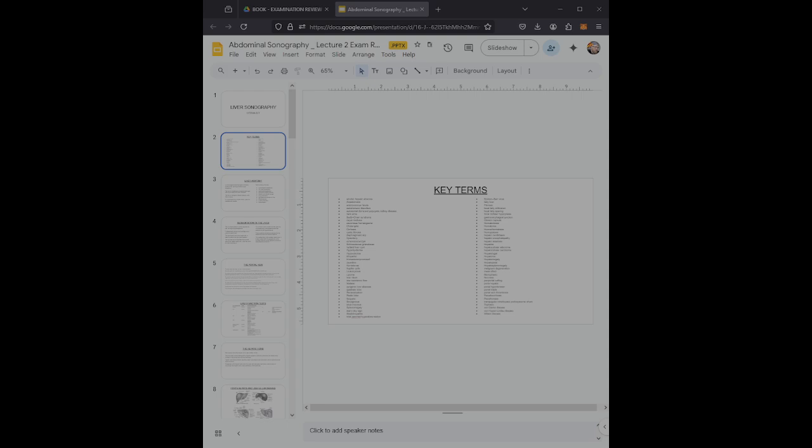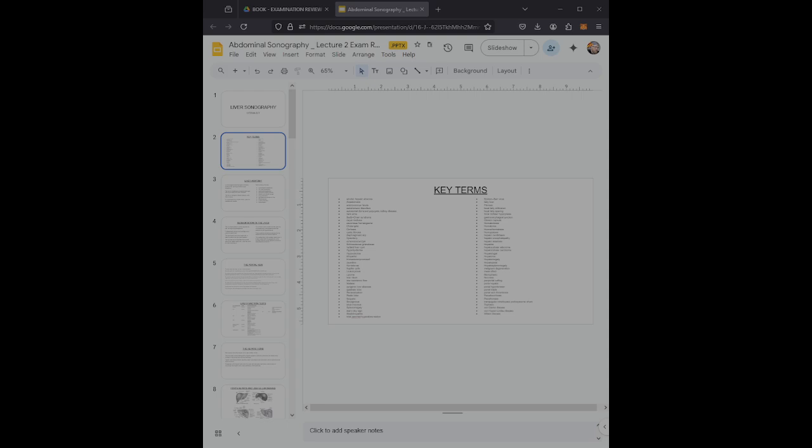Hepatic steatosis, which is similar to fatty liver, and we were saying that in cases of fatty liver, we can refer to fatty liver disease as hepatic steatosis. Hepatitis, this is inflammation of the liver. Hepatocellular adenoma, this is a benign liver mass often associated with the use of oral contraceptives. Hepatocellular carcinoma, this is a primary form of liver cancer.